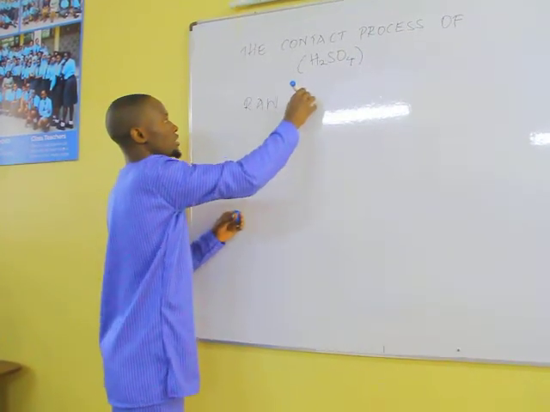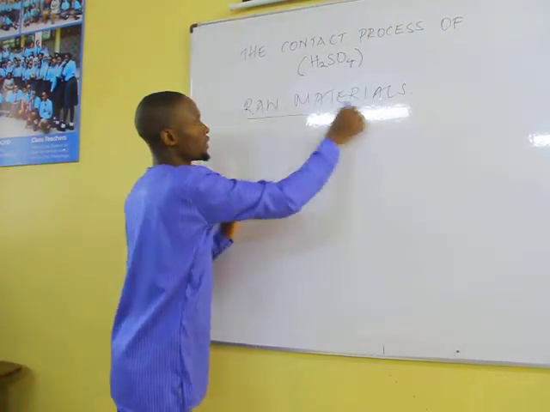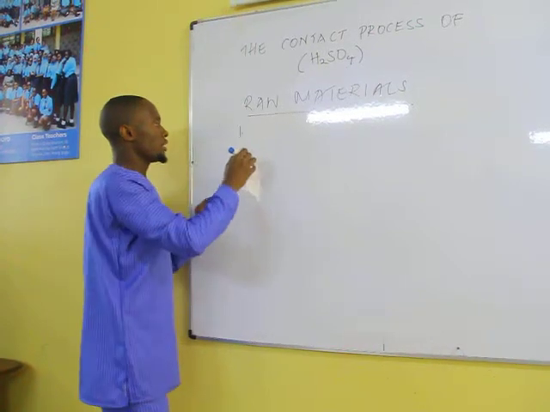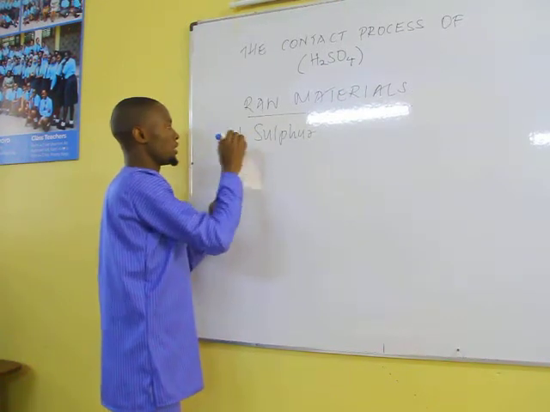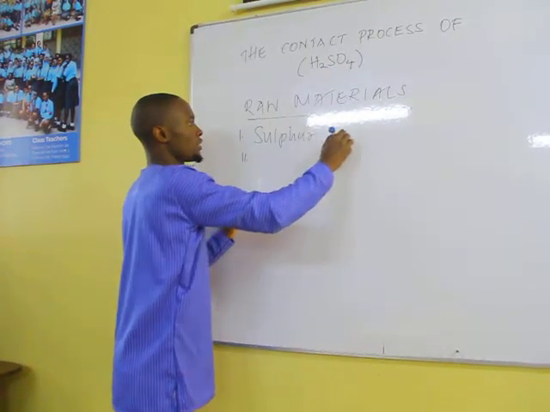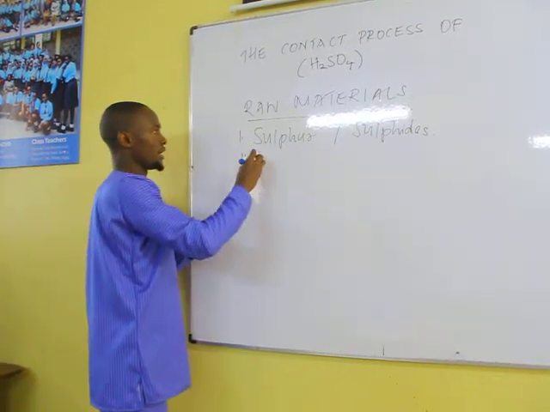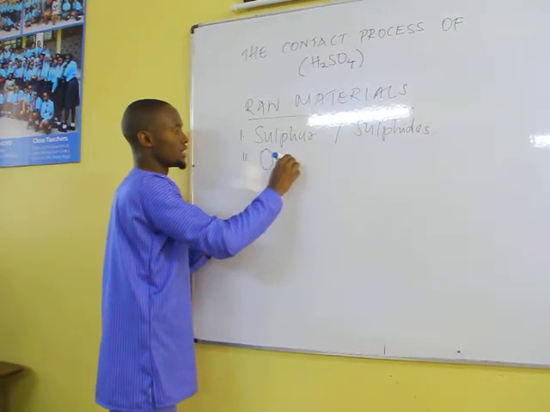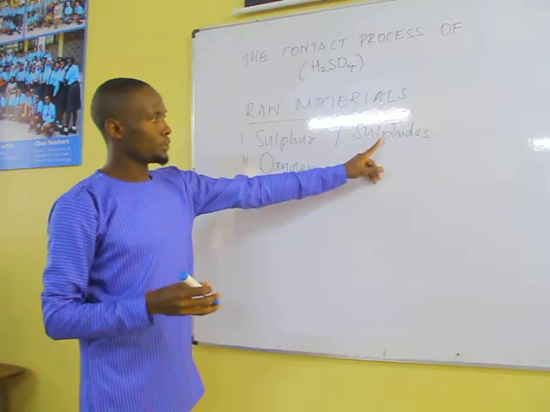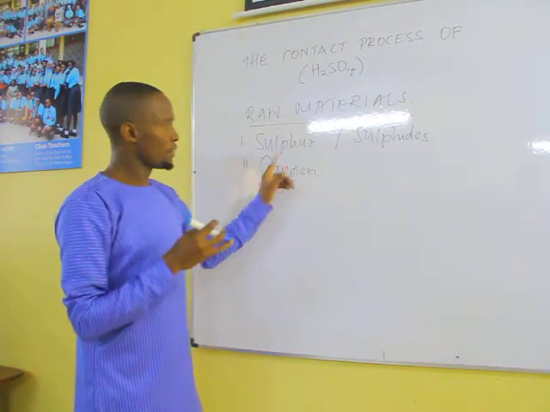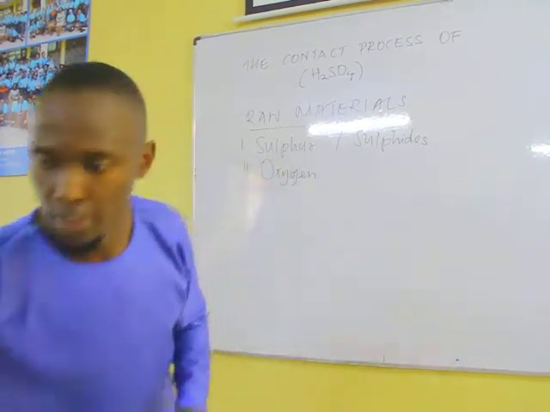I write them, the raw materials for this process. For us to make it, number one, we need sulfur. Number two, other than sulfur, we can use the sulfides. And we also need oxygen gas for this process. So those are the two. You can use sulfur or you can use sulfides instead of sulfur, but we also require oxygen in this process.